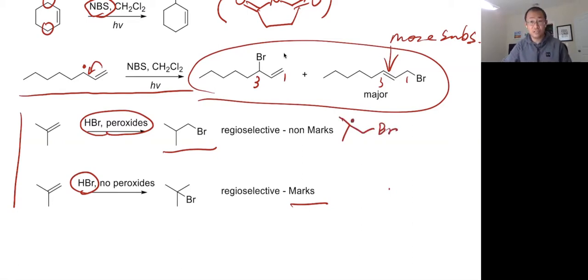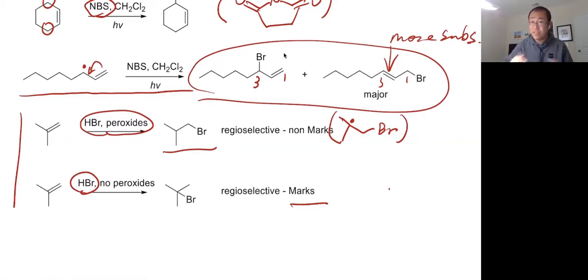Br is added first. When Br adds first, in order to get the tertiary radical, Br adds to the less substituted carbon. This is the intermediate for adding HBr with peroxide. Br is added first as a radical. And in order to get a more stable radical, Br adds to the less substituted carbon. That's why we get the non-Markovnikov product.